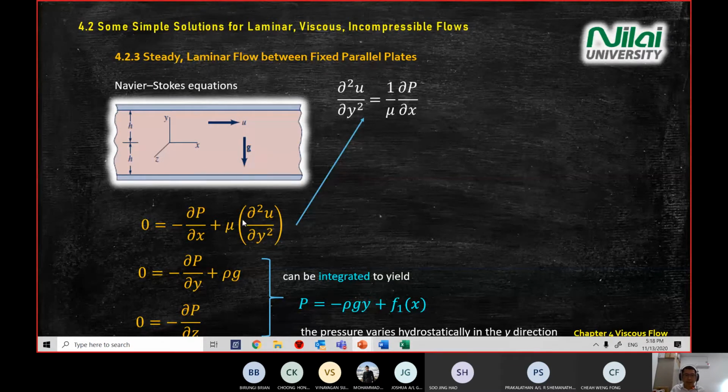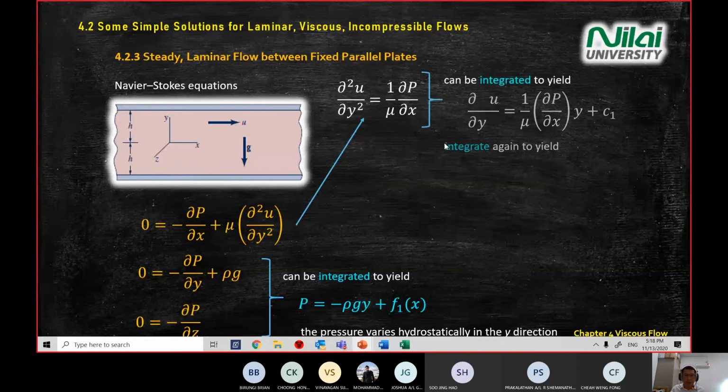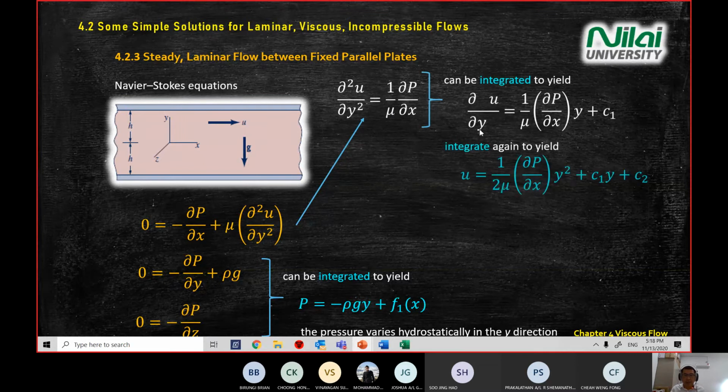Then this one is just rearranged to get the integration. You pull this one over, because you want to look into this term. So we pull everything: this one becomes positive, negative on the right hand side. Put to the left, it becomes positive. Put your mu to the left and it becomes this. So you integrate this term with respect to y. You integrate again because we have a double differentiation. You integrate 2 times to get your u.